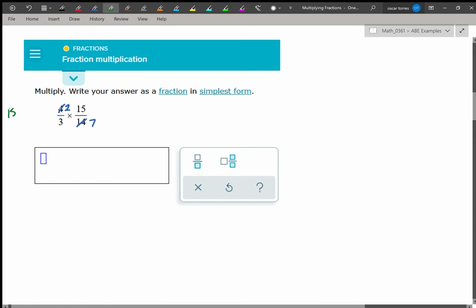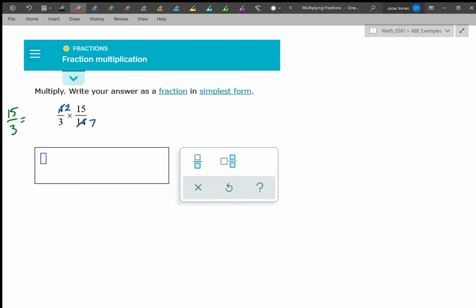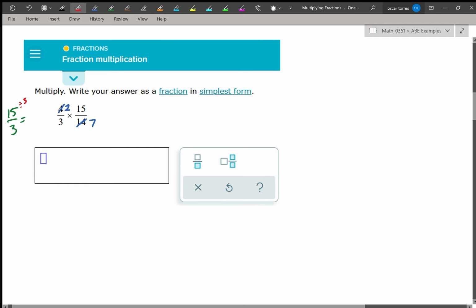So if I write the 15 and the 3 off to the side, I want to simplify this fraction. What number goes into both 15 and 3? That would be the number 3. So we can divide both the top and the bottom by 3, and 15 divided by 3 is 5. 3 divided by 3 is 1. So we're going to replace the 15 with a 5 and the 3 with a 1.